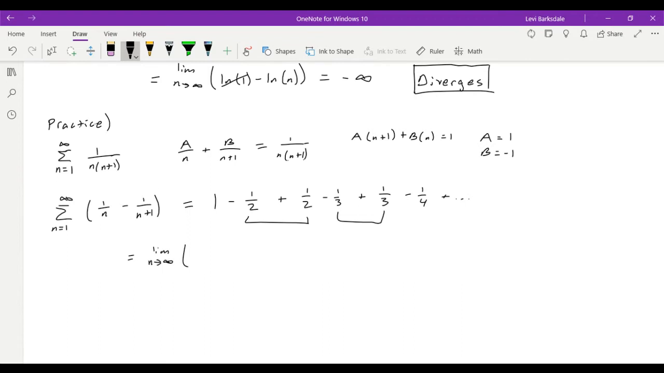So we can rewrite that as the limit as n goes to infinity of the very first part of our first term minus the very last part of our last term. And as n goes to infinity, of course, 1 over n goes to 0, so we're left with just 1 as our result. Cool. That's it for telescoping series. So now we can move on to geometric series.